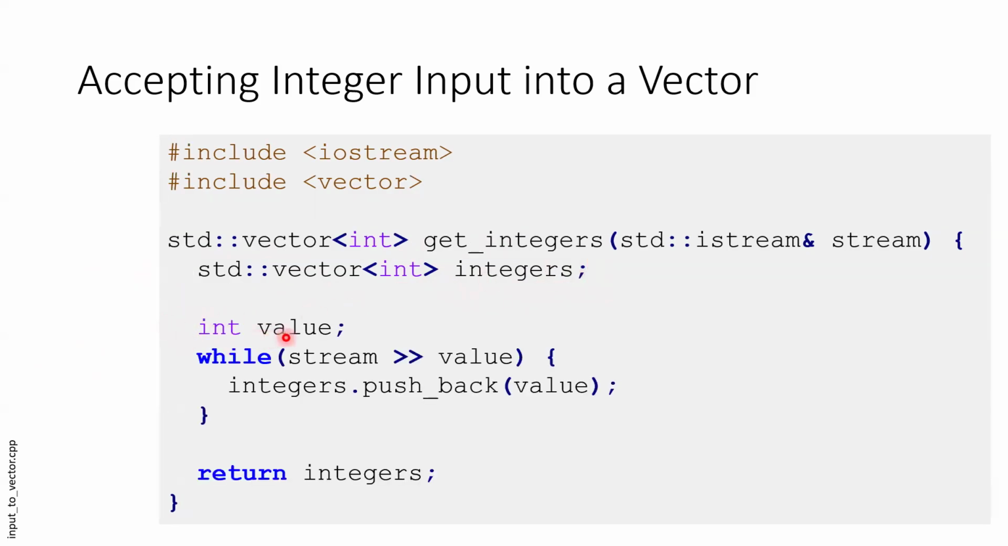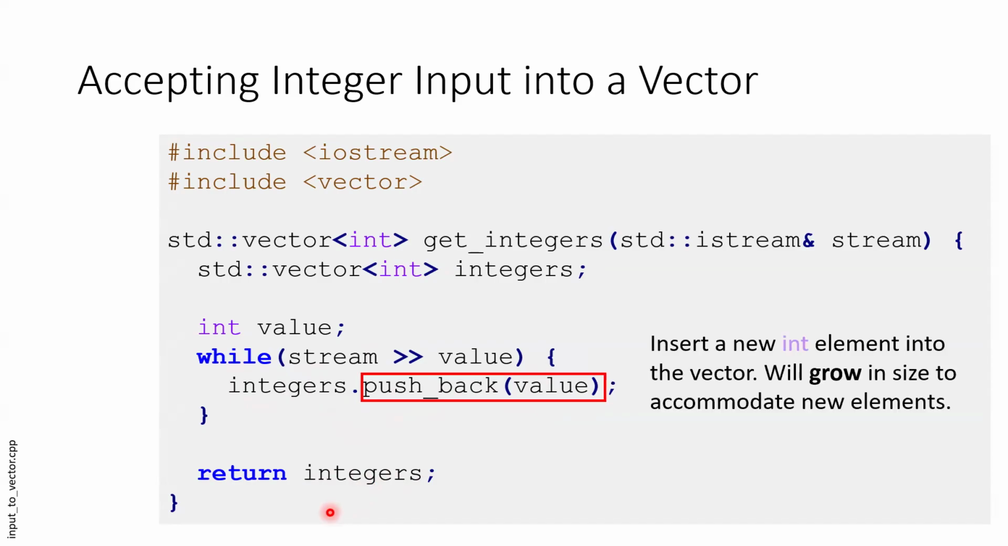So then we can read in the values from the std input until the end of file. And we push back the value each iteration into the vector. Then at the end, return the vector. Push_back inserts a new element into the vector and will grow the vector in size.